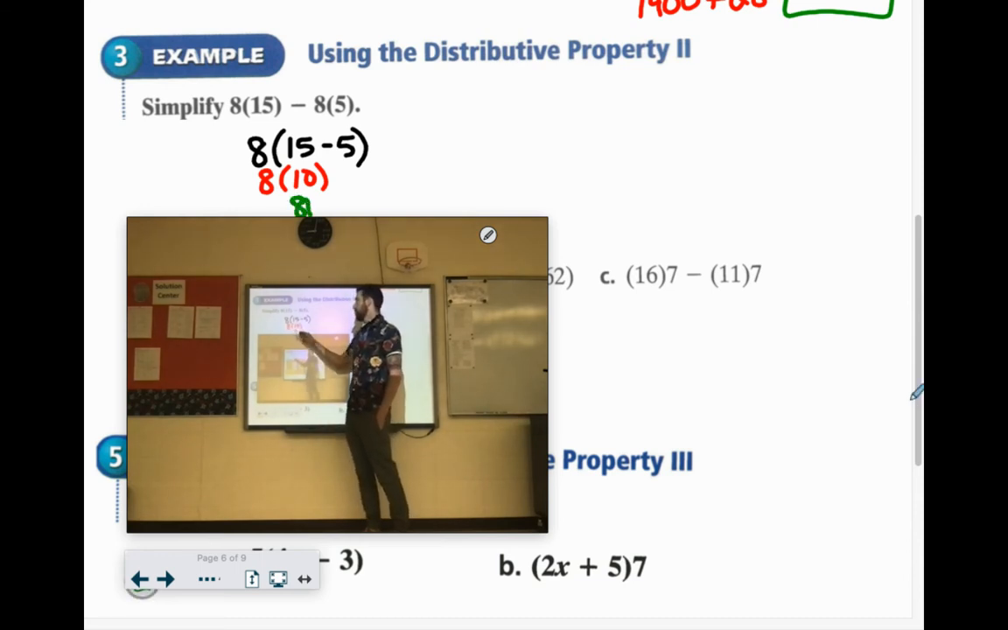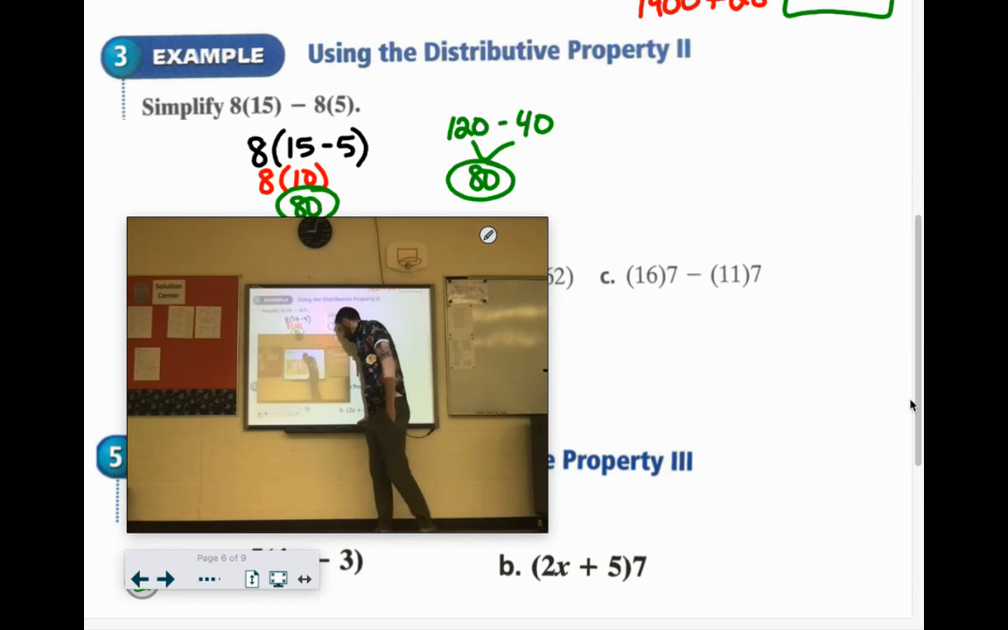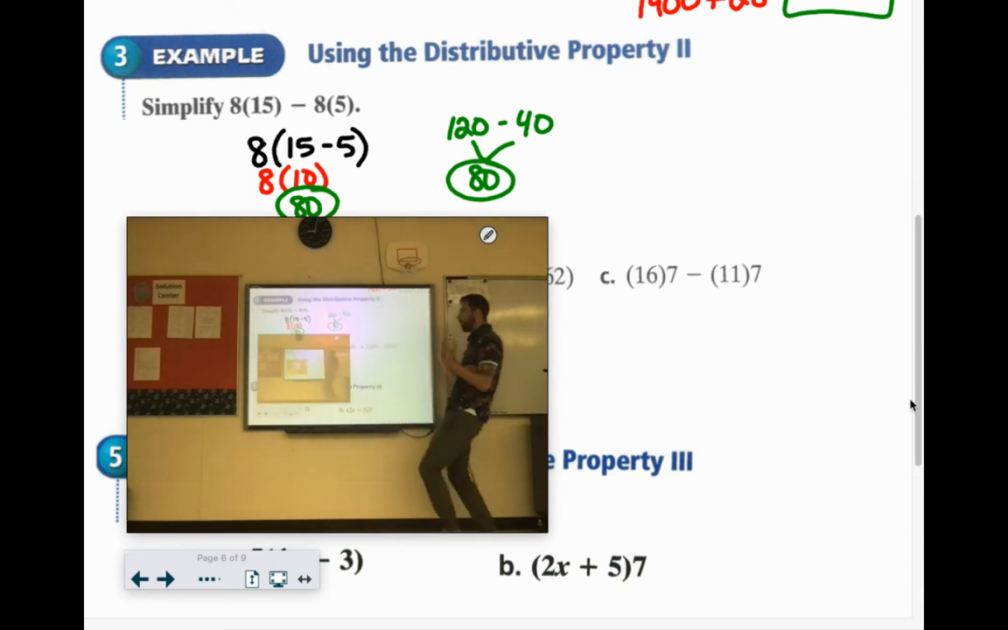So just a different way to mess around with some numbers. But if you did 8 times 15, that is 120. 8 times 5 is 40. That will also get you 80. But let's try it their way.